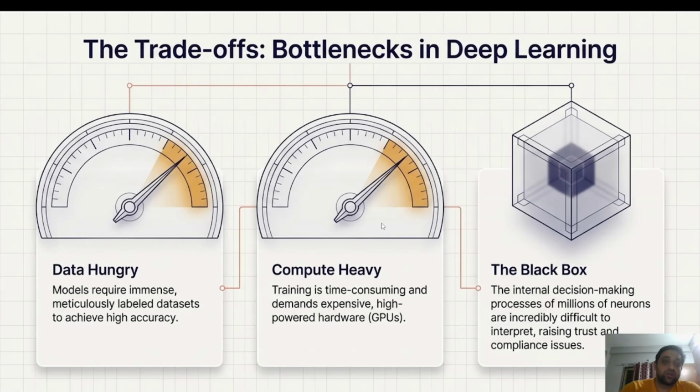The trade-offs and bottlenecks in deep learning. At this point, you might be thinking, this sounds incredible. Why doesn't everyone use deep learning for everything? Fair question. Let's be honest about the real bottlenecks. Data hungry. Deep learning is extraordinarily data hungry.